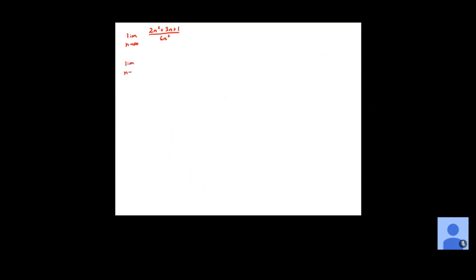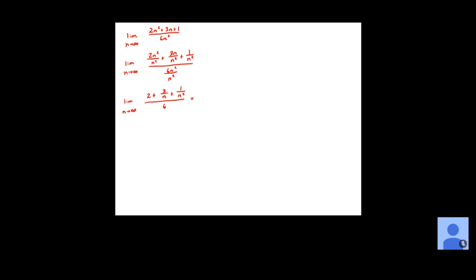So we have limit n approaches infinity of 2n squared over n squared plus 3n over n squared plus 1 over n squared, and then our 6n squared over n squared. All right, so now we just need to go through and simplify each one of those. First term, 2n squared over n squared, that's just going to give us 2 because the n squares cancel. Next term, one of the n's cancels, so that's going to give us 3 over n. 1 over n squared we can't do anything with, so that stays the same. And down here, the n squares cancel, so that's just going to give us a 6.